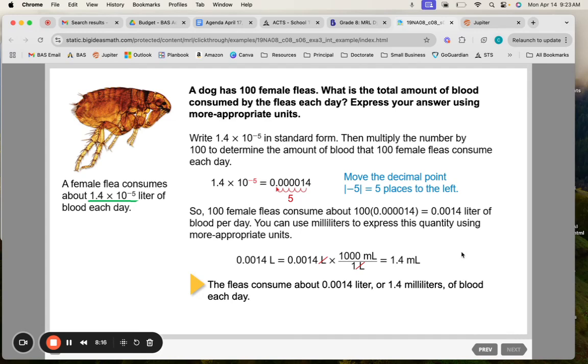For 100 fleas? Still, it's going to itch. And then if they do it every day for 100 days, oh no. This is really nasty. Why would we need to know the flea math? I don't know. They probably thought, oh, this will gross them out.